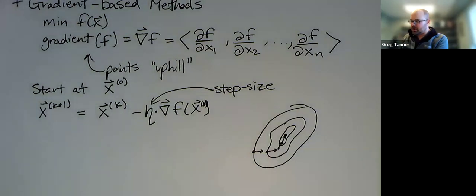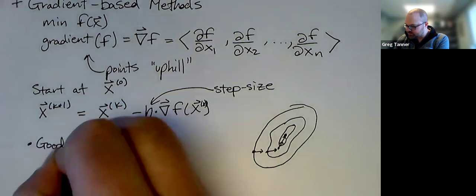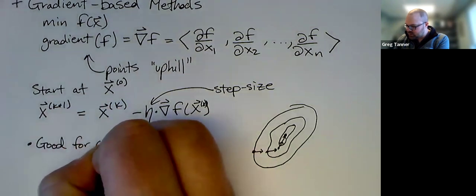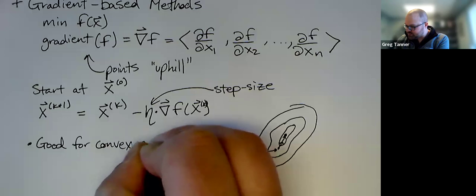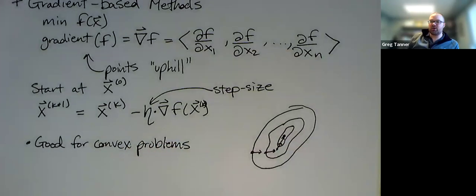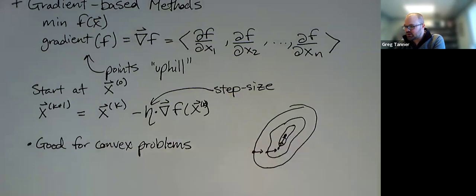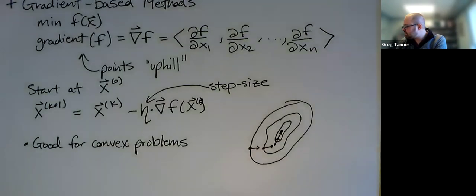Okay, and these are really good for convex problems. You can use them on non-convex problems, but you're only guaranteed to get a local minimum. They'll get stuck in a small valley when there might be a deeper valley somewhere else. Okay, so that's gradient-based methods.